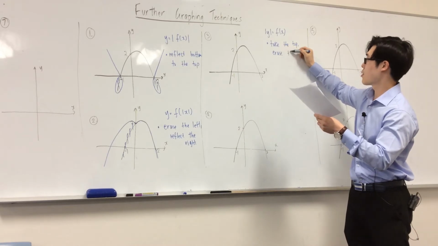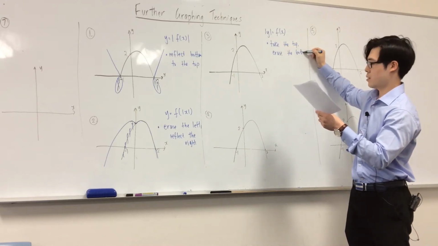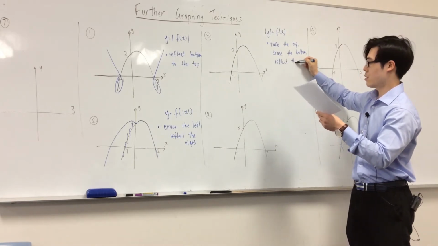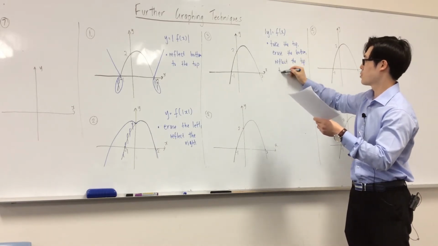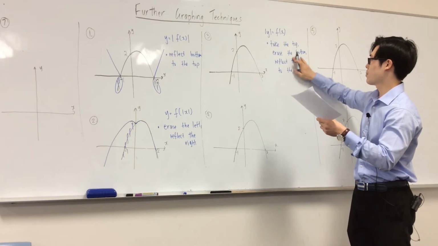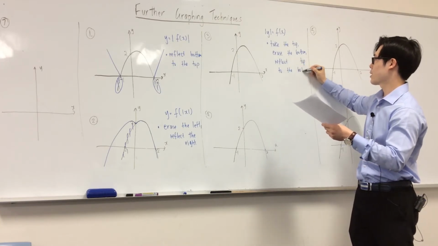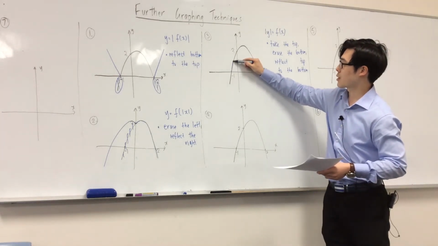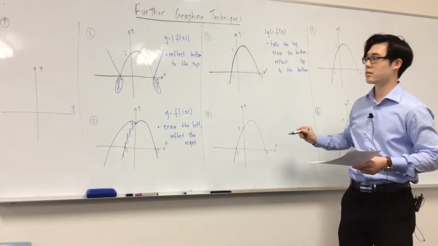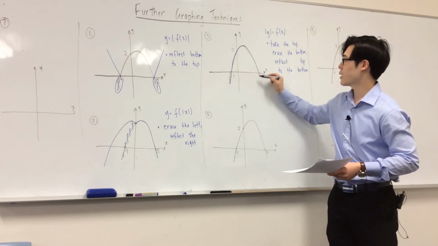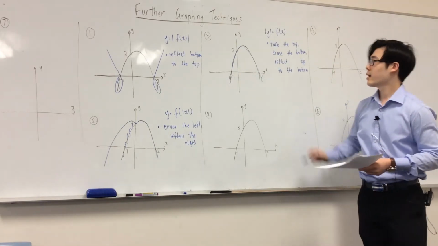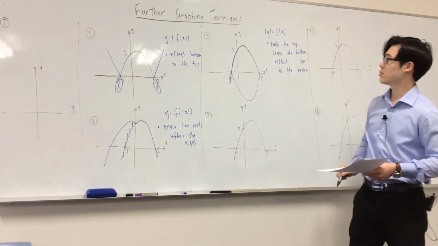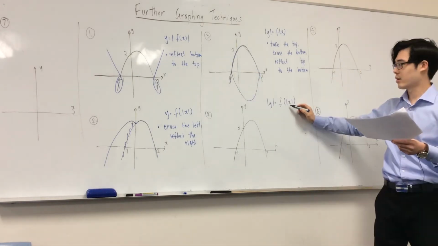This time, you take the top, erase the bottom, reflect the top to the bottom. Okay? So what does that mean? It means we're just going to take the top part of the graph above the x-axis. You erase the bottom, so ignore anything below the x-axis, and then reflect this top to the bottom. So that's how you do absolute of y, absolute of inside.